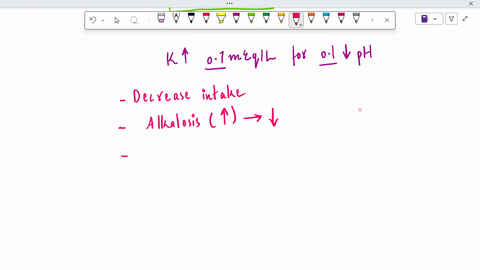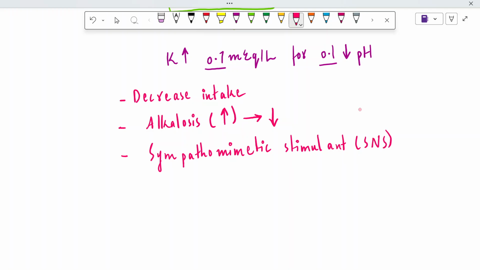The third is sympathomimetic stimulation. I will write the whole word. It's worth writing. Sympathomimetic stimulation. What does it mean? It means that certain conditions in the body will stimulate our not central, but sympathetic nervous system, right? And what does it mean exactly?